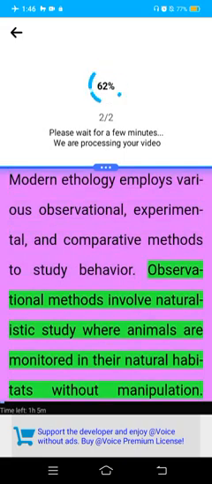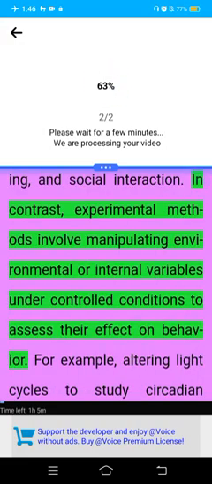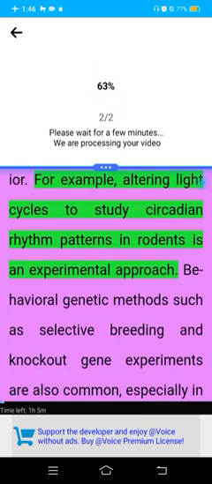Observational methods involve naturalistic study where animals are monitored in their natural habitats without manipulation. These methods have ecological validity and are crucial for understanding spontaneous behaviors like foraging, mating, and social interaction. In contrast, experimental methods involve manipulating environmental or internal variables under controlled conditions to assess their effect on behavior. For example, altering light cycles to study circadian rhythm patterns in rodents is an experimental approach.